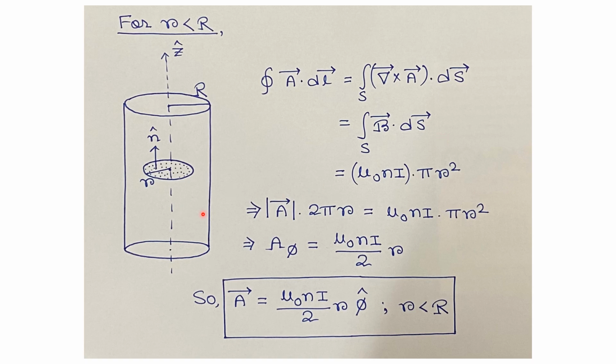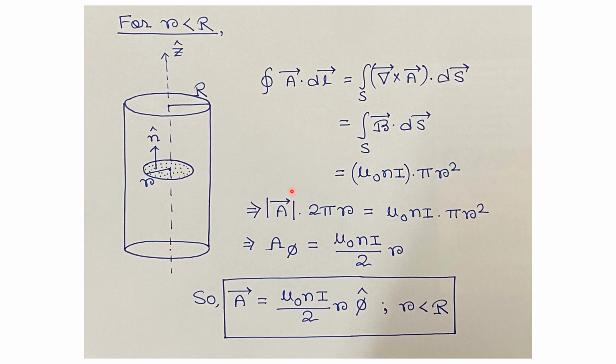Now inside the solenoid the magnetic field is constant, and that is mu naught N i. So we can easily calculate this surface integral as mu naught N i multiplied by pi r square, where pi r square is the area of the circular region. And also from the symmetry consideration, the vector potential will be the same along the boundary.